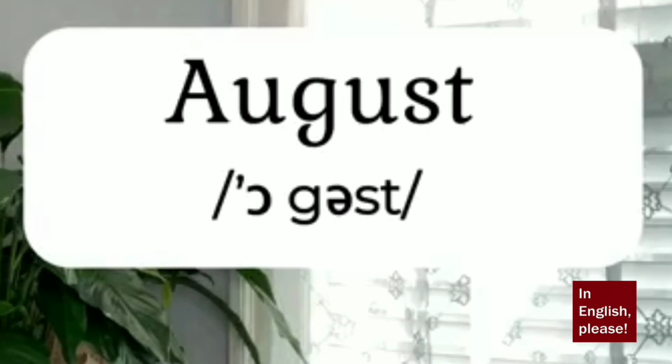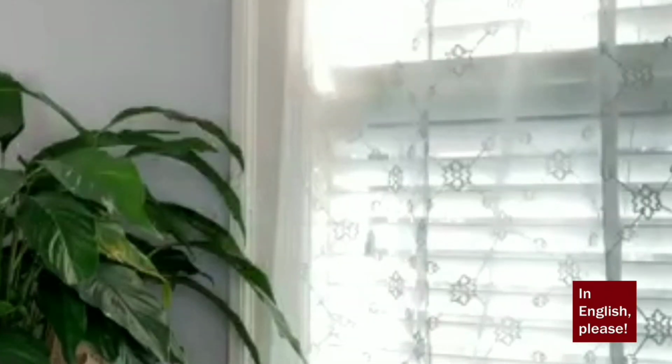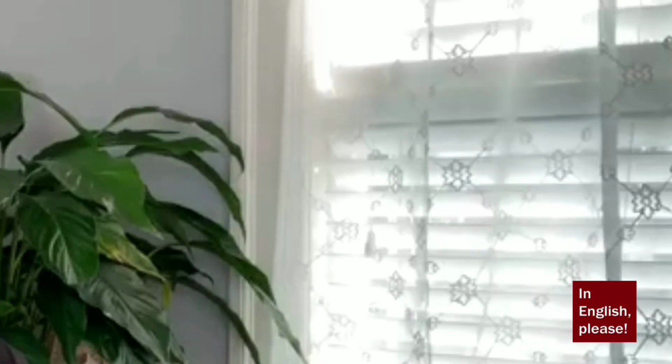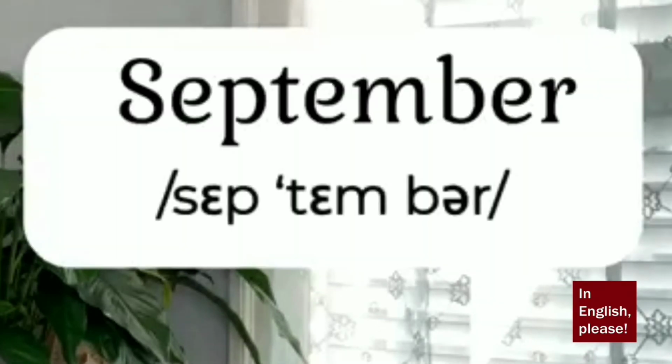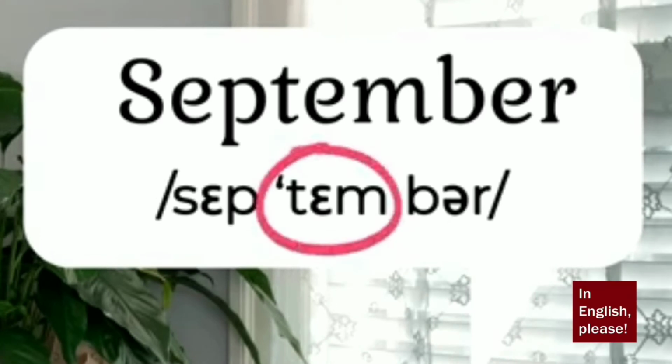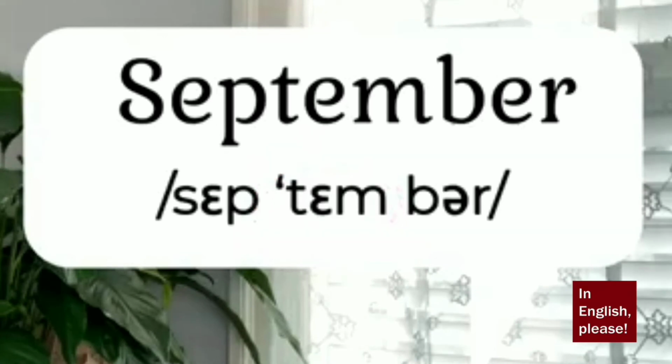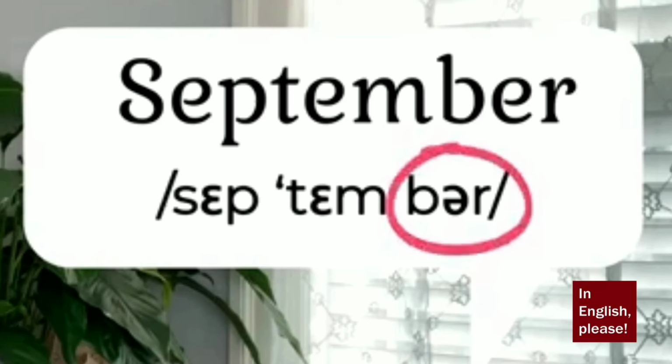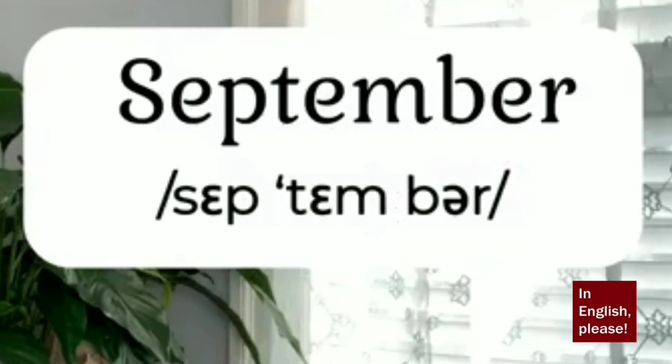August. Okay. The next month of the year is September, September. It's a three-syllable word. September, September. And the emphasis is on the second syllable, September. September. And that sound at the end must be short. It shouldn't be too long. September, September, September.